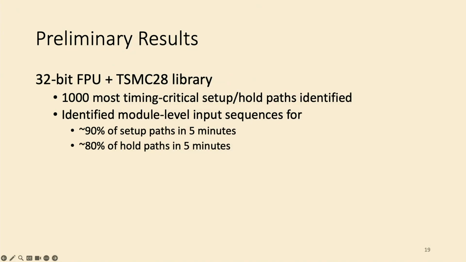So we've done some work already on a 32-bit FPU implementation using the TSMC 28 nanometer library and identified 1,000 most timing critical paths. Not going to get into the details of setup and hold, but basically identified module level input sequences that are potentially susceptible to aging related issues.